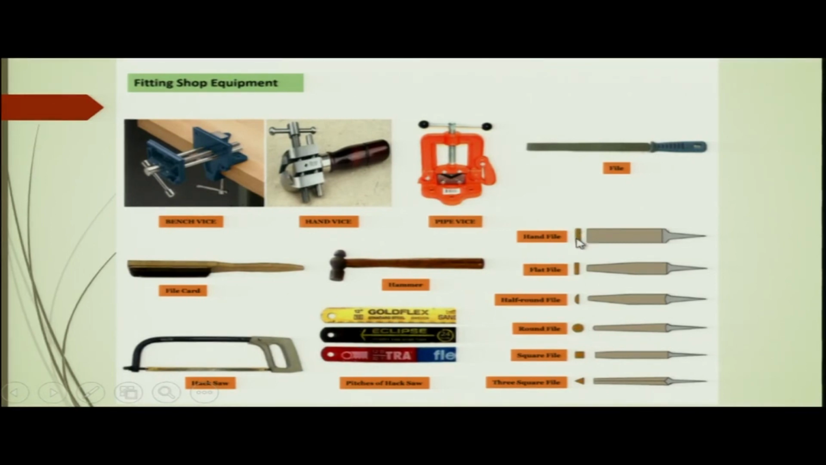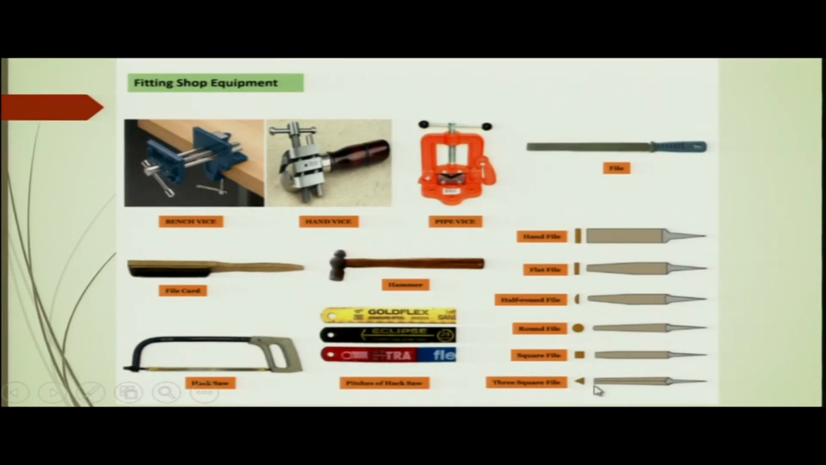And here you can see all these are given as a sectional view. For example, the hand file sectional view will be like this. If you make a section along this, the section will be like this. Flat file section is here, half round file section is like this. This is the round file. As I said, round files are normally used for filing the inside of a hole. This is a square file. Here you can see the cross section, and this is the 3 square file. That means here that is called the 3 square.